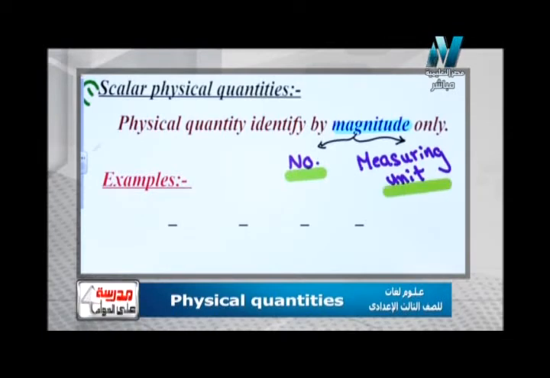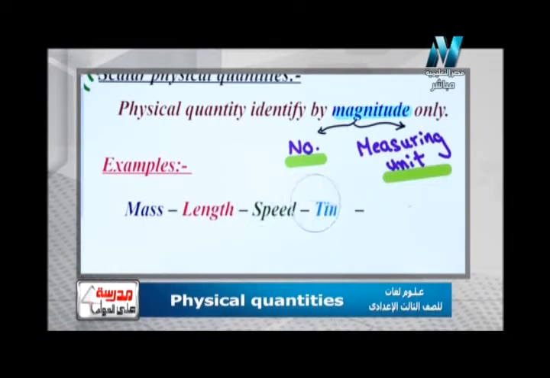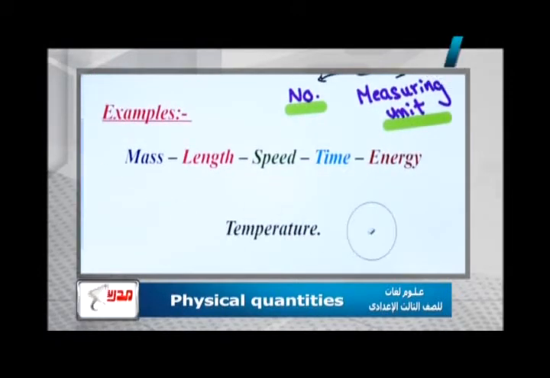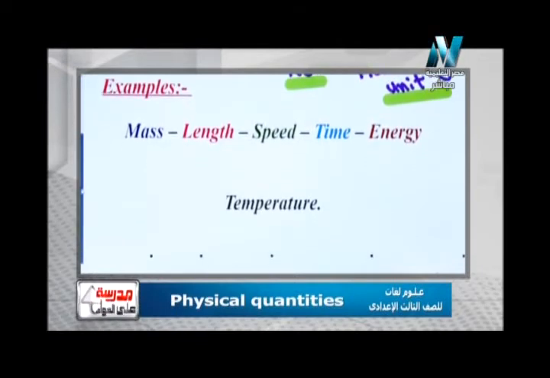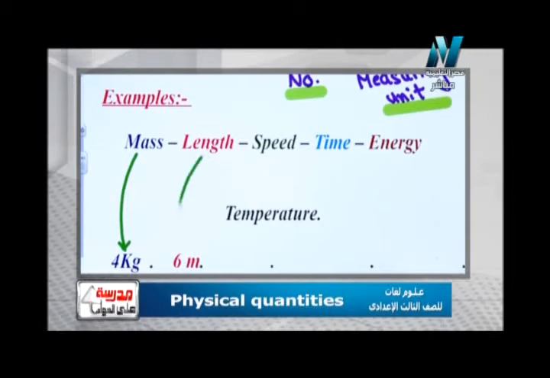We have many examples, dear students: mass, length, speed, time, and energy. These physical quantities are called scalar physical quantities, and also temperature. For example, how can we identify mass? We have, for example, 4 kilograms. If we say 4 kilograms, we talk about mass. If we have, as you see here, 6 meters, for example, we talk about length or distance.